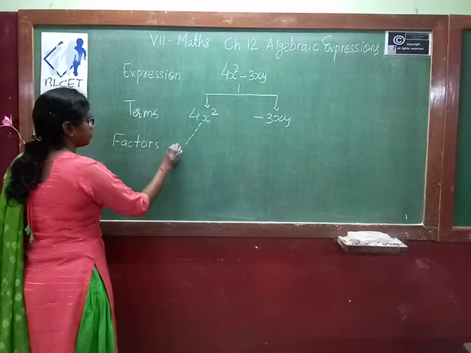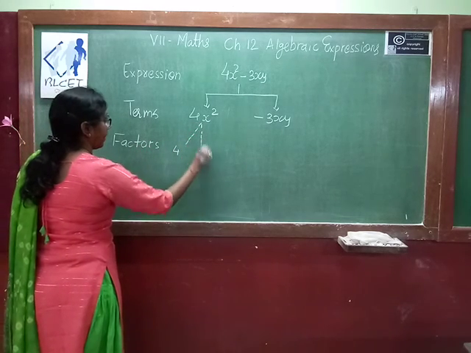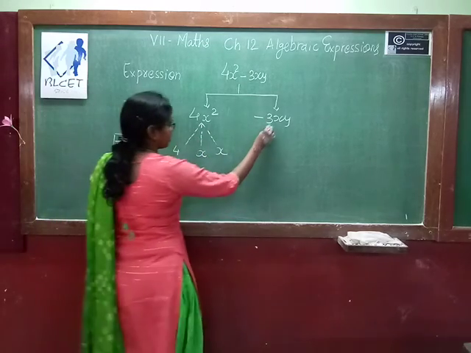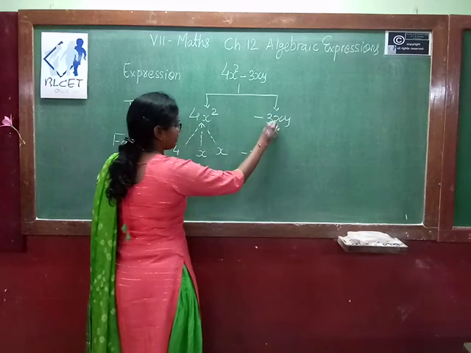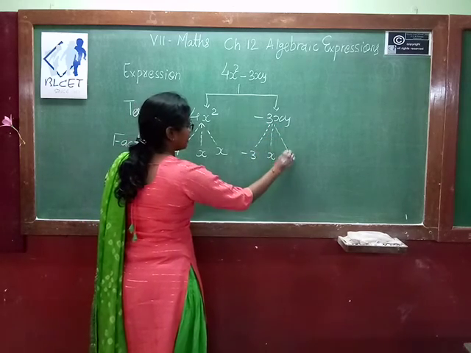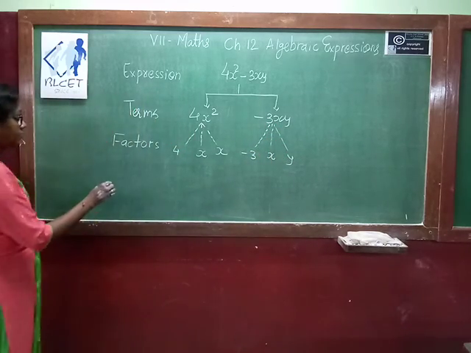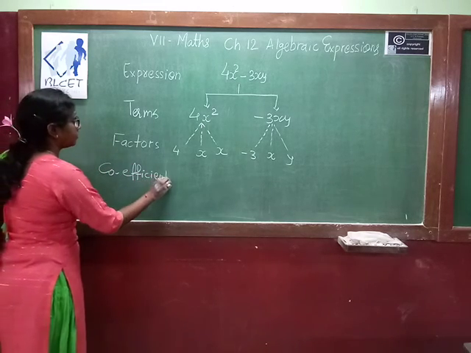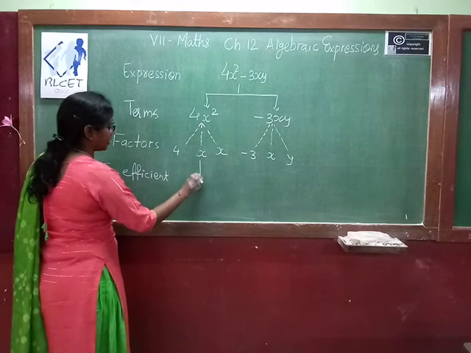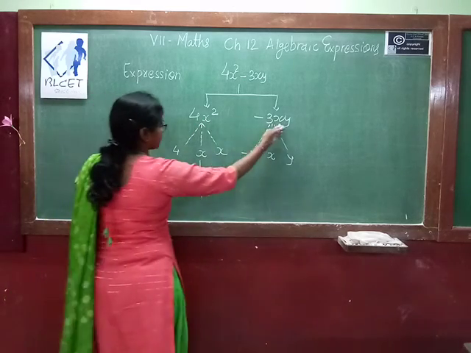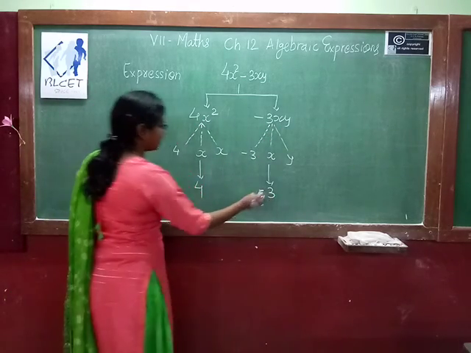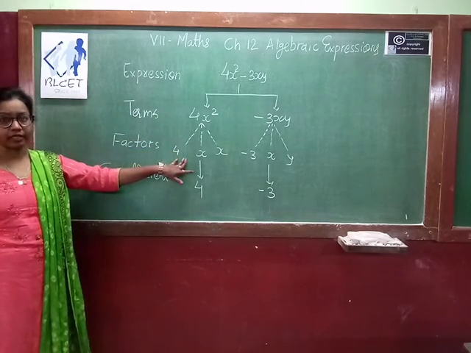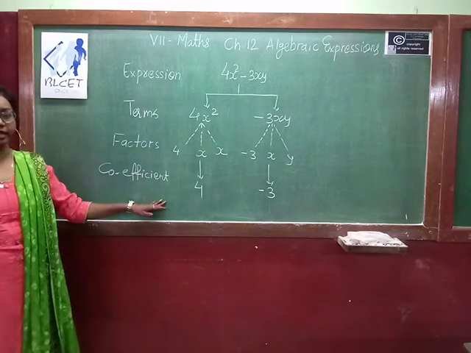So for this, 4, x, x, these are the factors of 4x square, and for minus 3xy, minus 3, x and y, these are the factors. What is the coefficient? For 4x square the coefficient is 4 and for minus 3xy the coefficient is minus 3. So these are the expression in terms of a tree. Tree-like structure you will get.